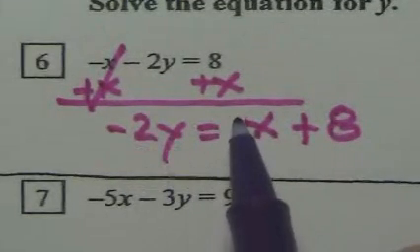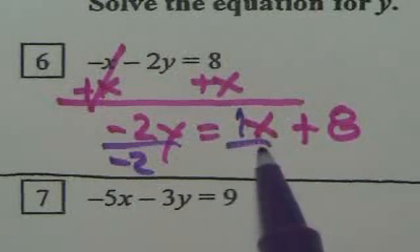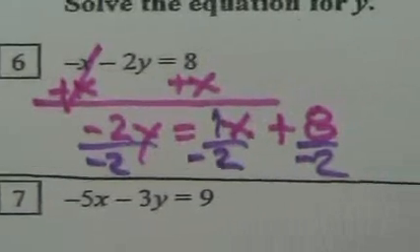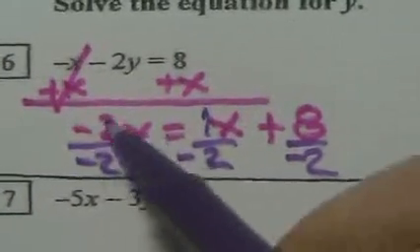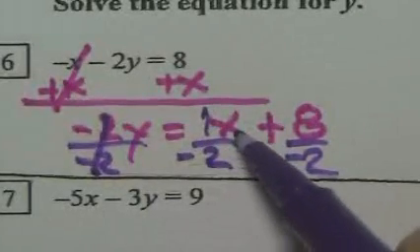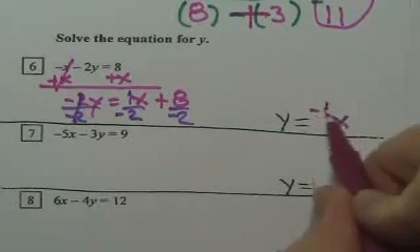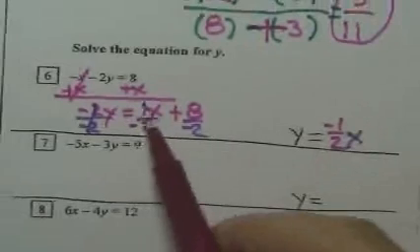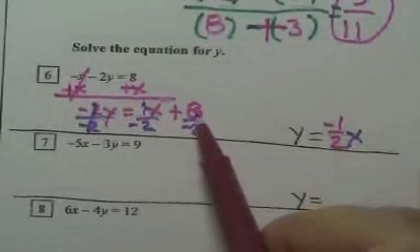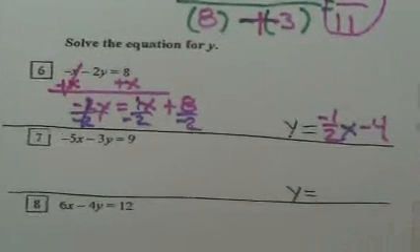Okay, next step. By the way, that's a 1x if you want to put a 1 in there. I'm going to divide everything by -2, all terms. And if I do that, that's gone. And this is -1/2 x. In front of the x, it's -1/2. So it's -1/2 x. I'm going to put that right here. And then 8 divided by -2. 2 goes into 8 four times, and there's 1 negative. So it's -4.